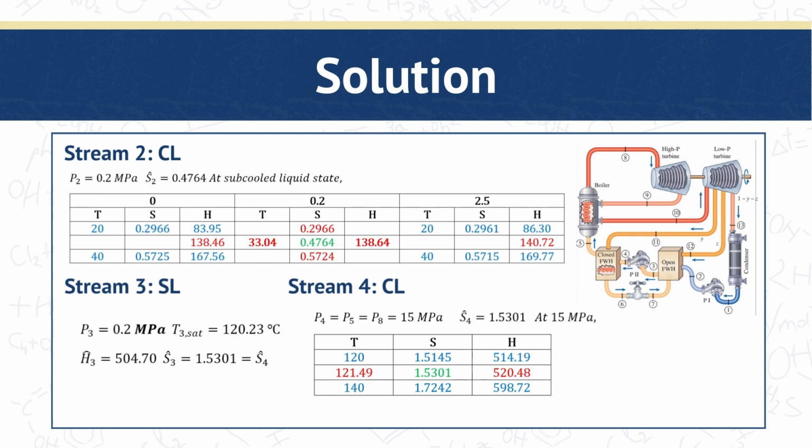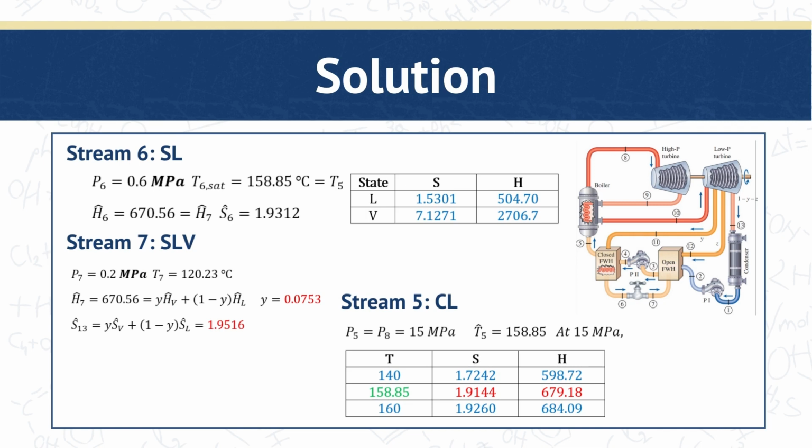So at 15 megapascals, which is thankfully included in the compressed liquid table, we can simply interpolate the values as shown in the table, from which we have the temperature and the enthalpy, which are 121.49 and 520.48 respectively. Next, we have the sixth stream, which is before the throttling process, which is also a saturated liquid.